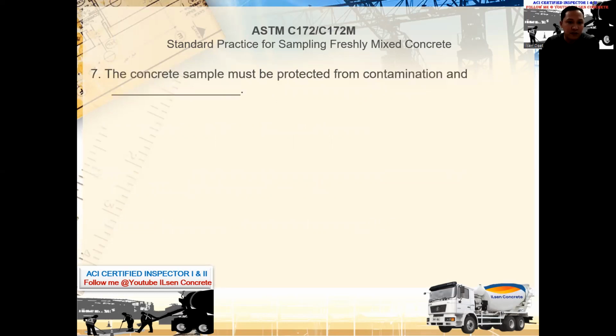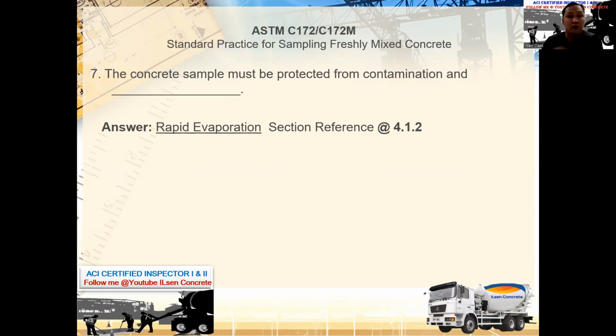Next, number 7 question: the concrete sample must be protected from contamination and what? So, contamination and maybe the sun, rapid evaporation. The answer is rapid evaporation, section reference 4.1.2. So I will check.